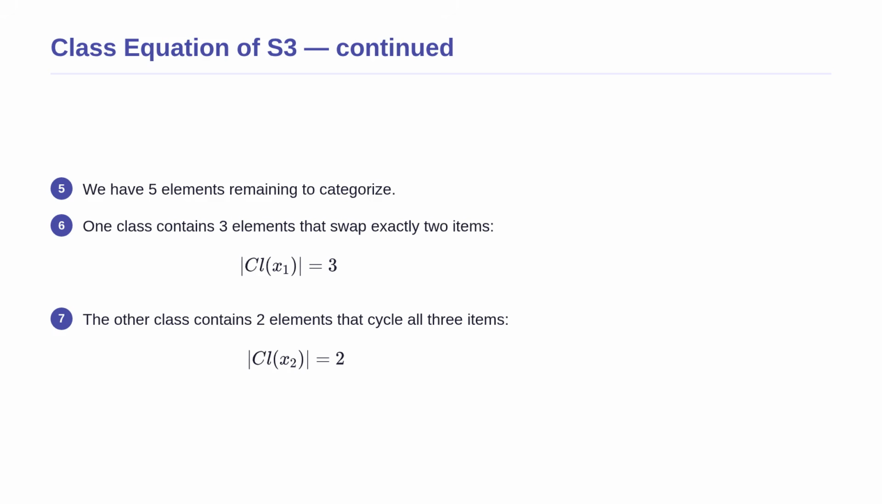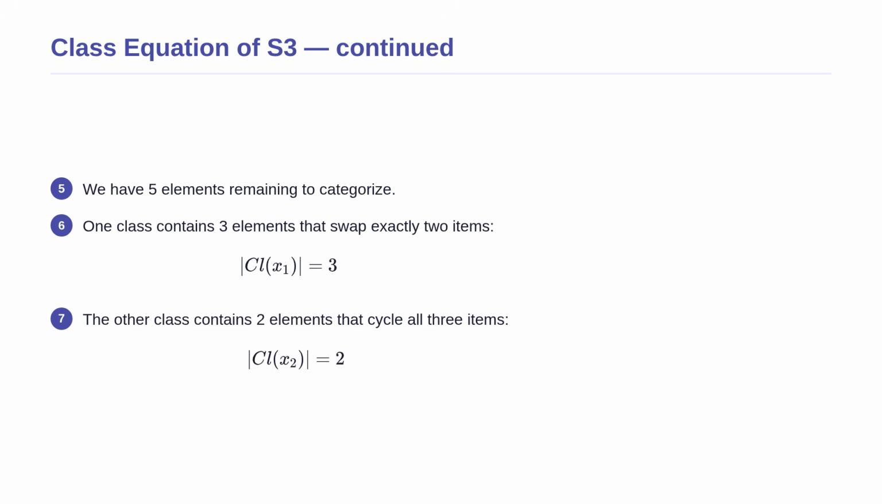Continuing with S3, we have 5 elements left to categorize. These remaining elements divide into 2 distinct conjugacy classes based on how they rearrange items. One class contains the 3 elements that swap exactly 2 items. We will call it size 3.